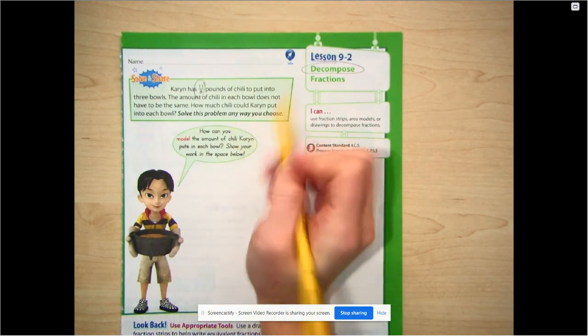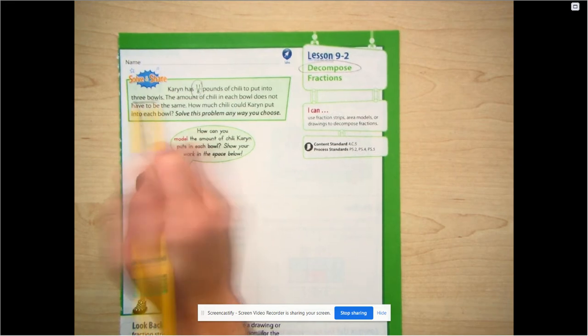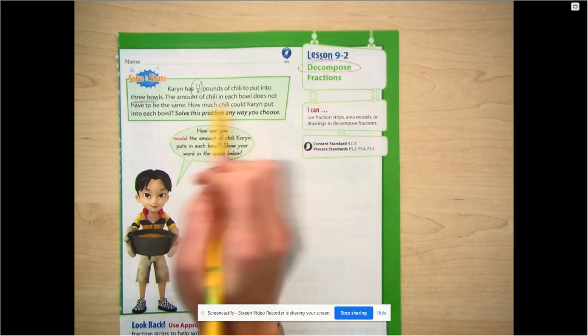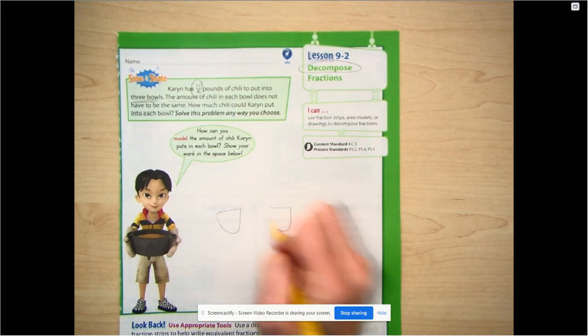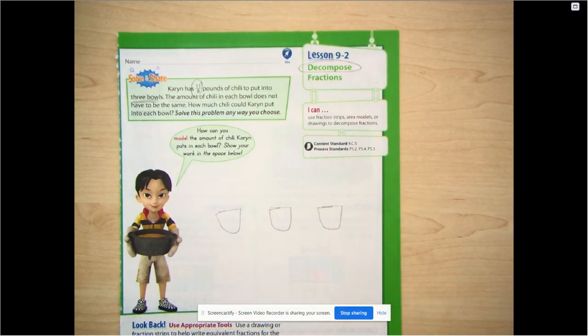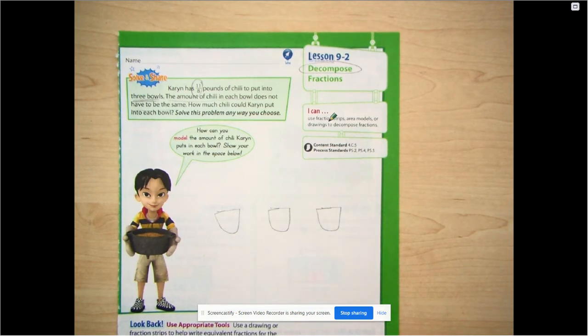Karen is putting 11/8 of chili into 3 bowls, and she tells us the amount of chili in each bowl doesn't have to be the same. So how much might she put in each bowl? Okay, those are my bowls. I know they're not very good, but just go with me here. You know, art is not my strength.